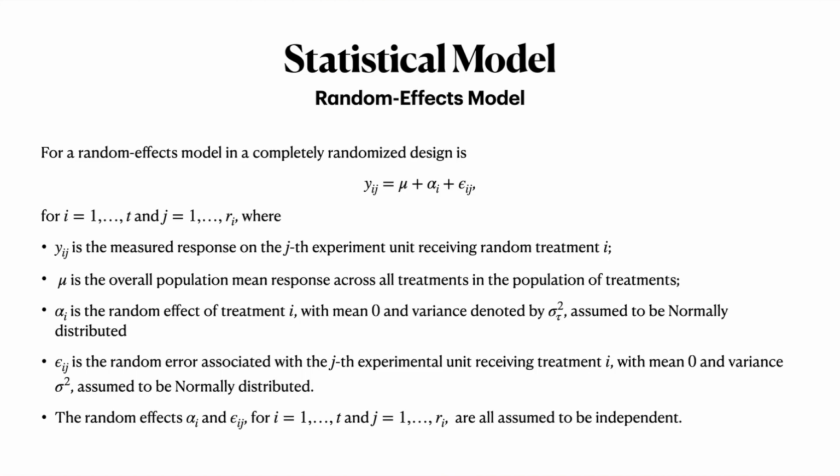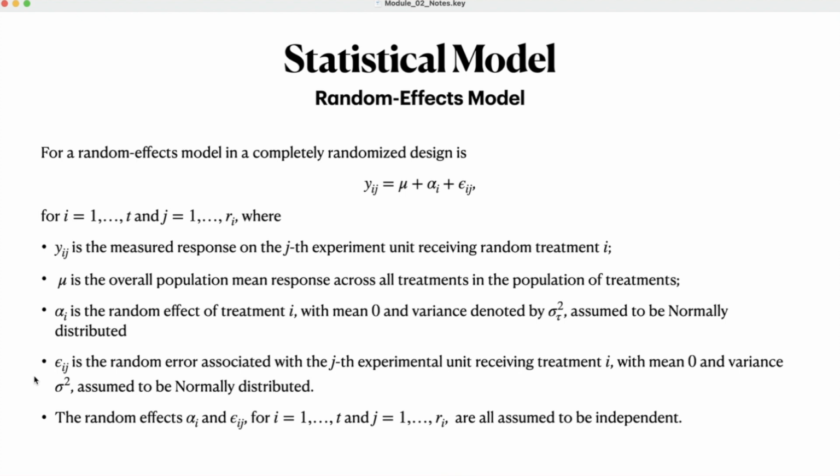And the alphas in this case, because they're random variables, the model is such that these have a mean of 0. And because they're random variables, they also have a variance. And we're going to denote the variance of these random effects by sigma squared sub tau, all right, tau for treatment. And when we need to make inferences, we will assume that these random effects are normally distributed.